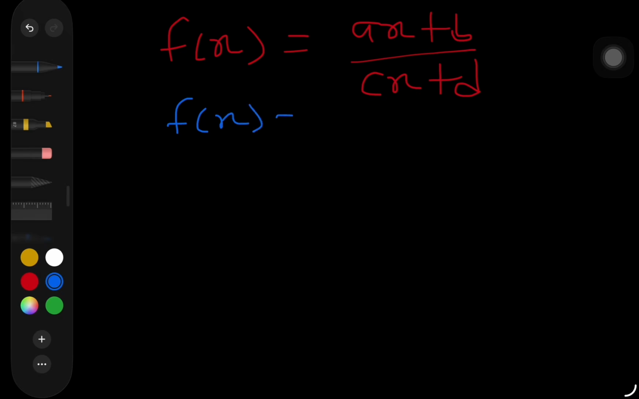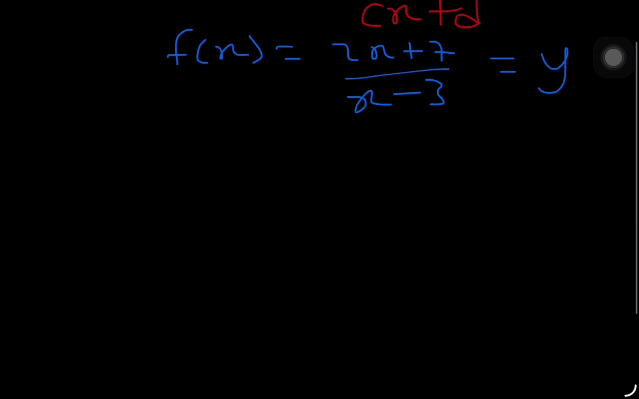For example, if I'm given f of x equals 2x plus 7 over x minus 3, and I'm to find the inverse of the function. It's very similar to how we find the inverse of linear functions. What we do is equate all of this to y, make x the subject of the equation, then redefine our variables. Let's try that and see.